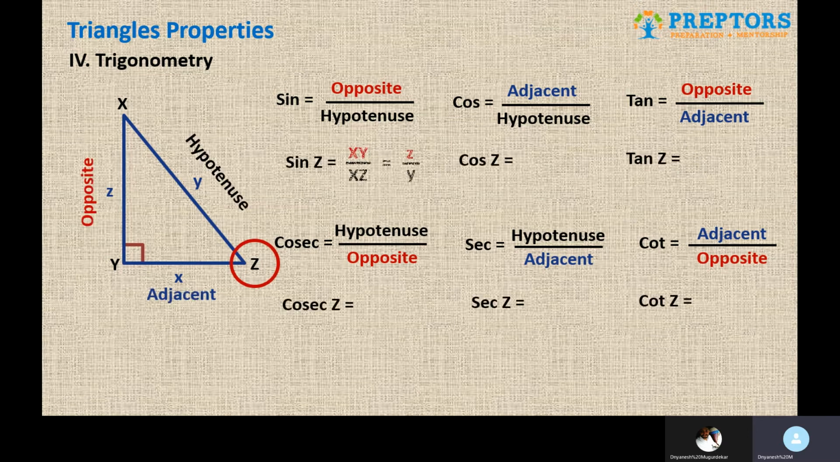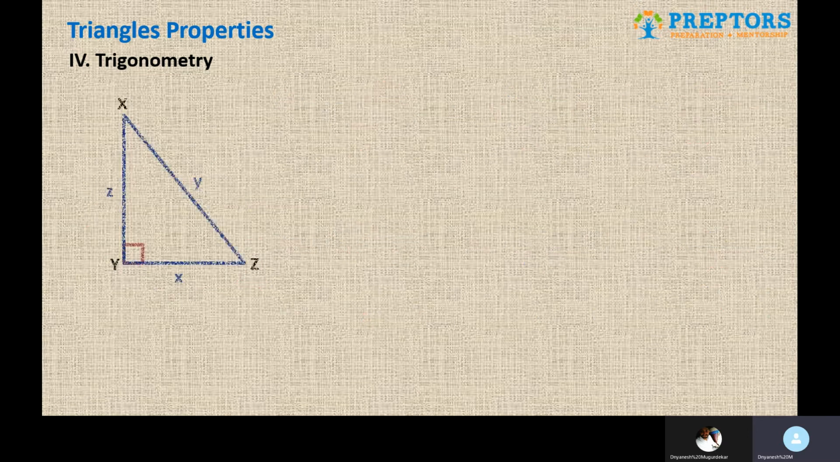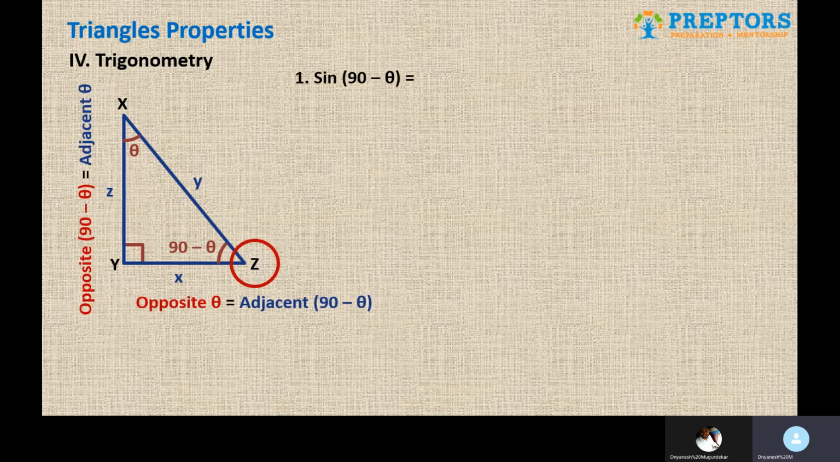Next part is basically how to figure out the angles theta and 90 minus theta and so on. We call these allied angles. Now the first one, sine 90 minus theta, there are certain parameters that you need to remember. The first one is the quadrant knowledge. In the first quadrant all the trigonometric ratios are positive. In the second quadrant only sine is positive. In the third quadrant only tan is positive, and in the fourth quadrant only cos is positive.